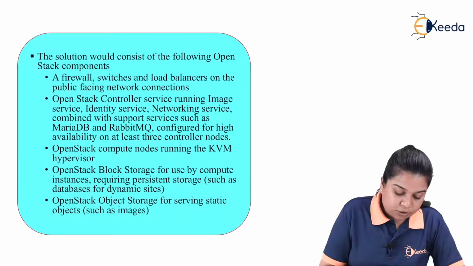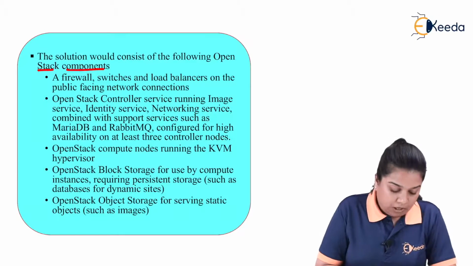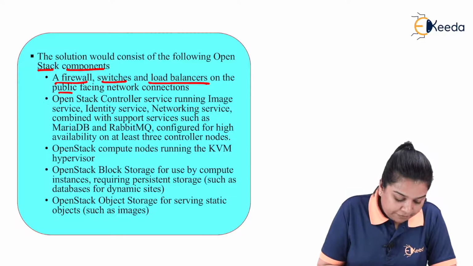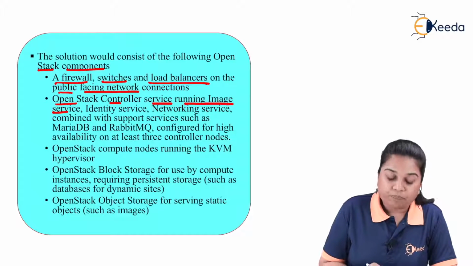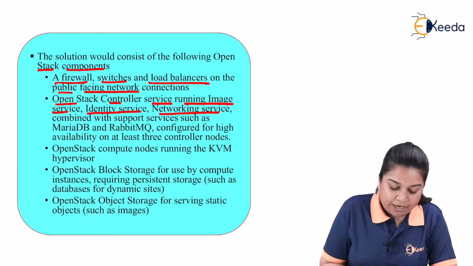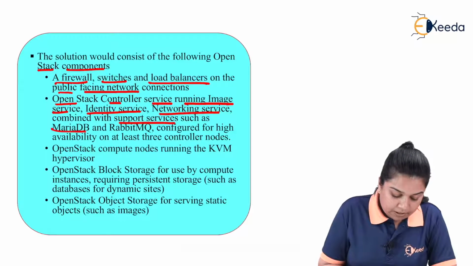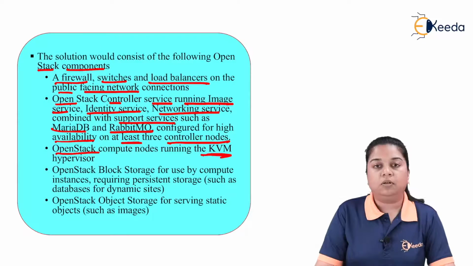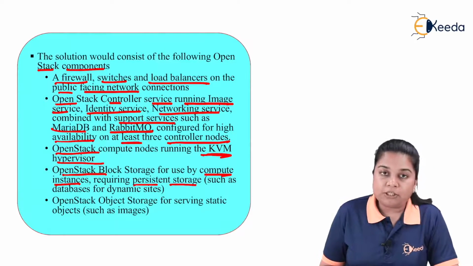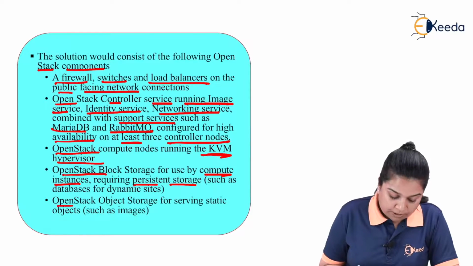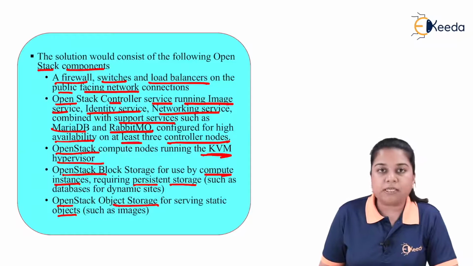The solution here would consist of the following OpenStack components. First, a firewall, switches and load balancers on the public facing network connections. Then OpenStack controller services running image service, identity service, networking service combined with the support services such as MariaDB, RabbitMQ, configured for high availability on at least 3 controller nodes. Then OpenStack compute nodes running the KVM hypervisor. Then OpenStack block storage for use by compute instances requiring persistent storage such as databases or dynamic sets. OpenStack object storage for serving static objects such as images.